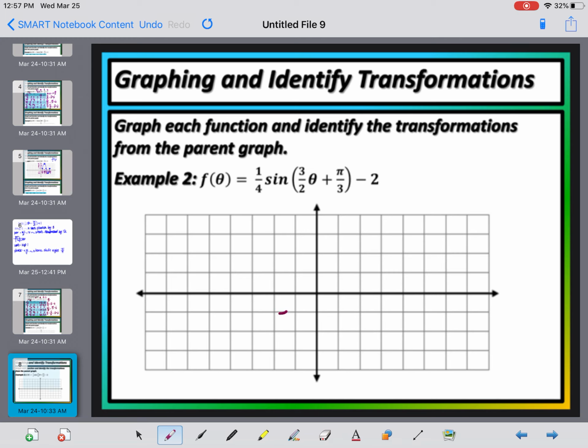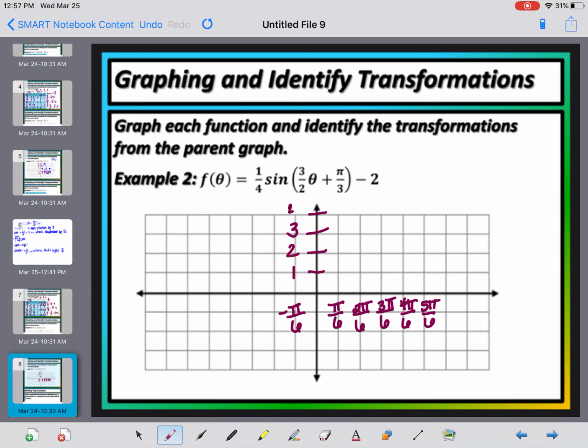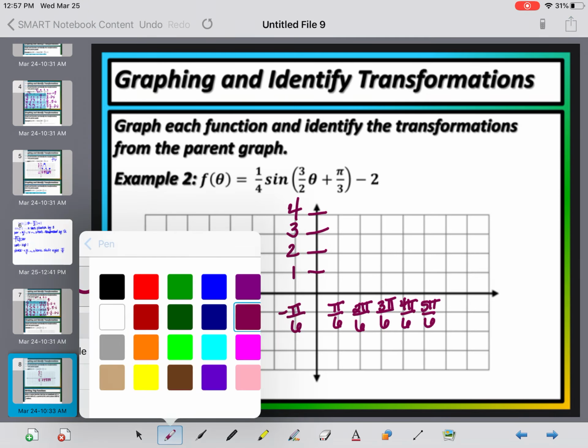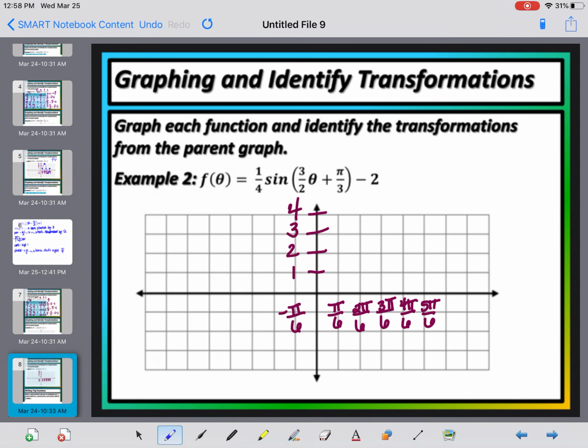All right, so first set up your graph, do your scale. Okay, now I need some 0.5s on this. I guess I'm still going to go by whole numbers. We're just going to have to use in between.